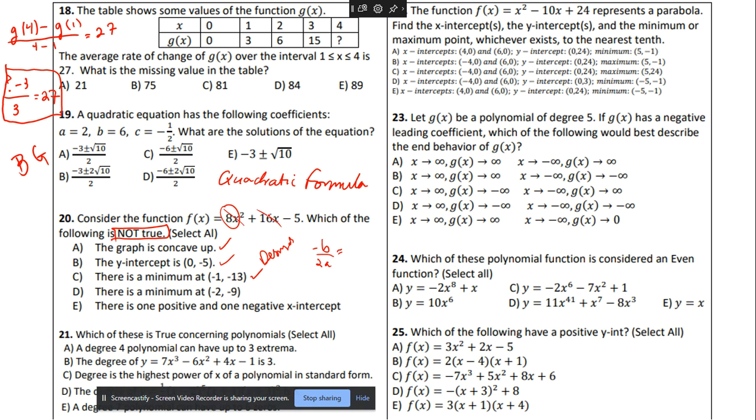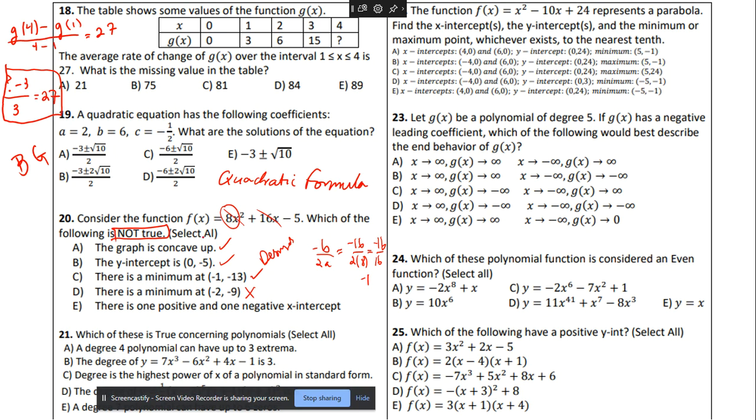That means for us, -b, that would be -16 over 2a. That's 2 times 8, which is -16 over 16. That tells us the x-coordinate of the minimum is going to be -1. So that's how I know that C is correct. We'll do more with that later. Again, you can totally graph this in Desmos and just check. So if C is true, D is false.